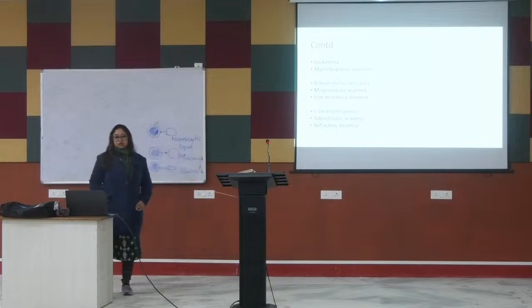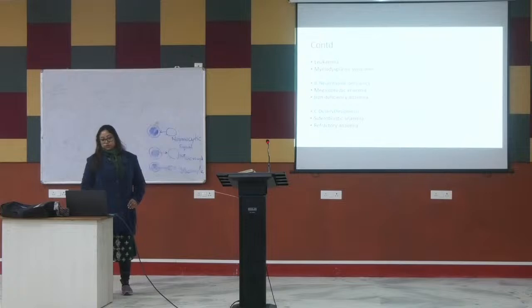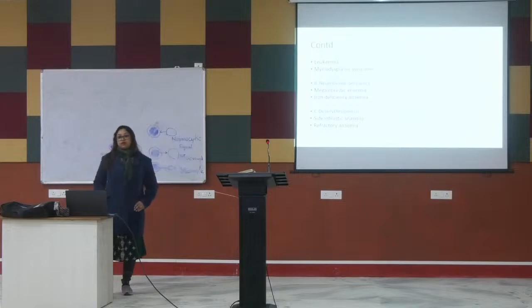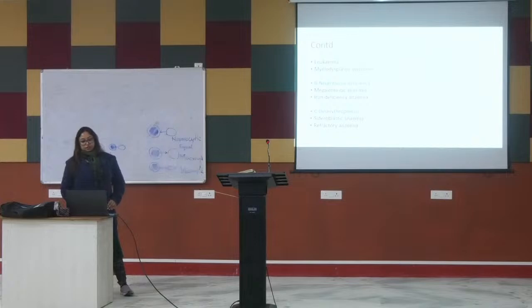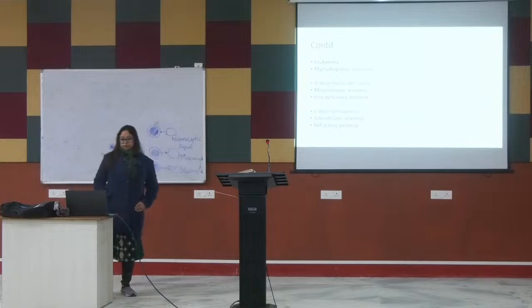Number B, nutritional deficiency. Due to deficiency of some nutrients, red cell production may be hampered. That is nutritional deficiency anemia. That is megaloblastic anemia. Causes are vitamin B12 deficiency and iron deficiency anemia. Obviously, there is iron and folic acid deficiency.